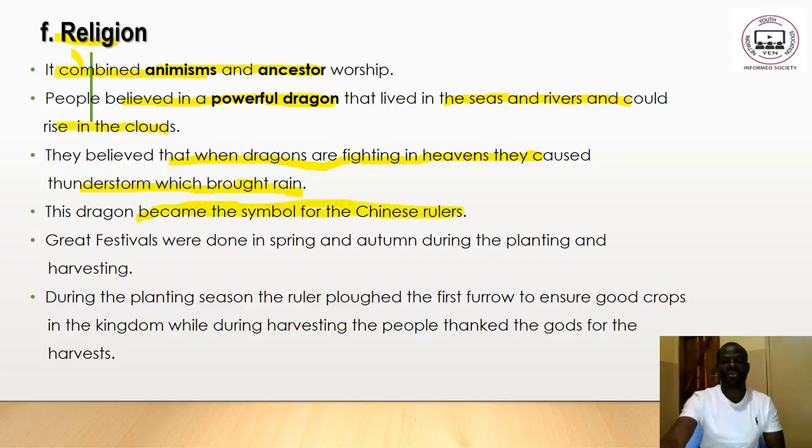Even today, when you see most of the festivals in China, they feature dragons. It is from that. The great festivals were done in spring and autumn during the planting and harvest time. During the planting season, the ruler or the king himself plowed. He was the first one to dig the ground, to ensure good crops in the kingdom for that year.